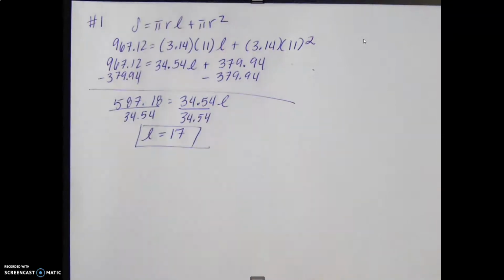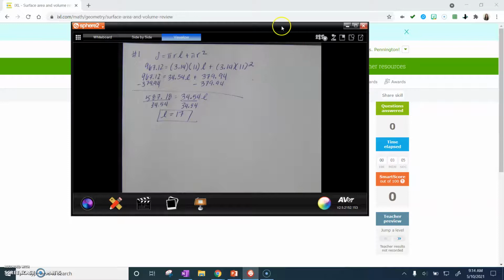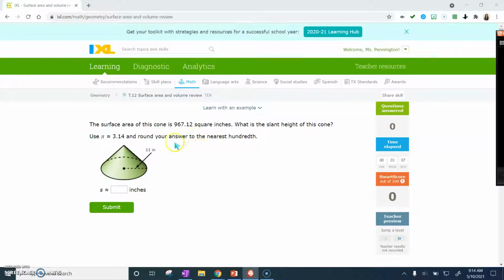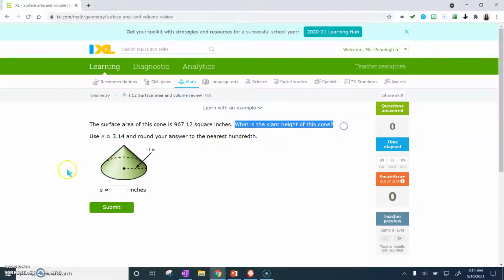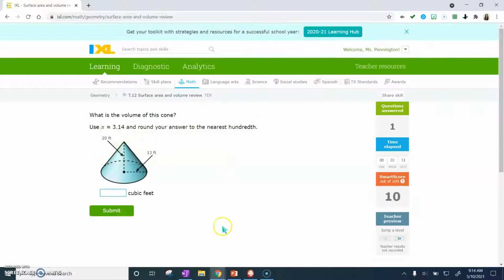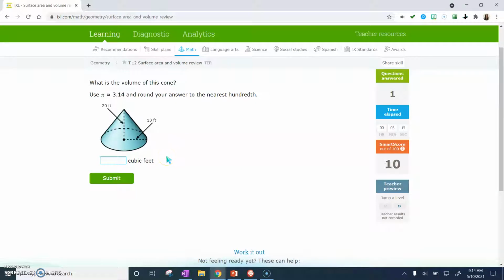Okay, but I want to read my question very carefully and make sure it's not asking me for anything else because they do get trickier. Let's see, what is the slant height? It is 17 inches. Our next one, it says, what is the volume of this cone?